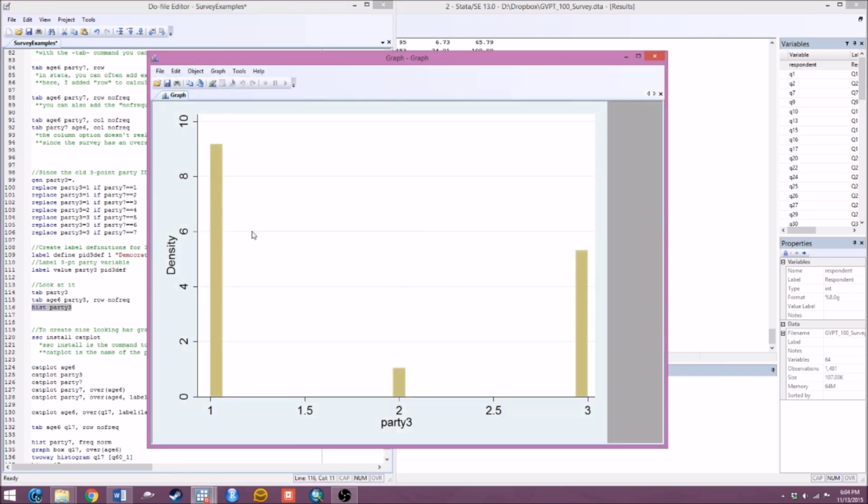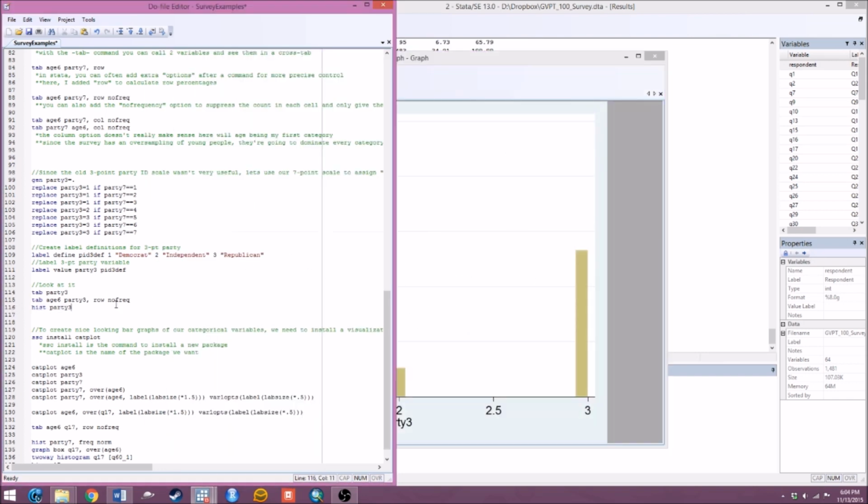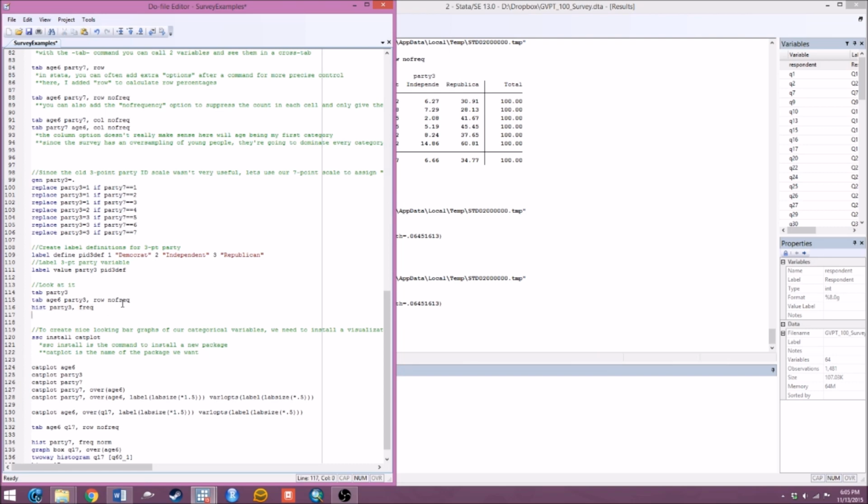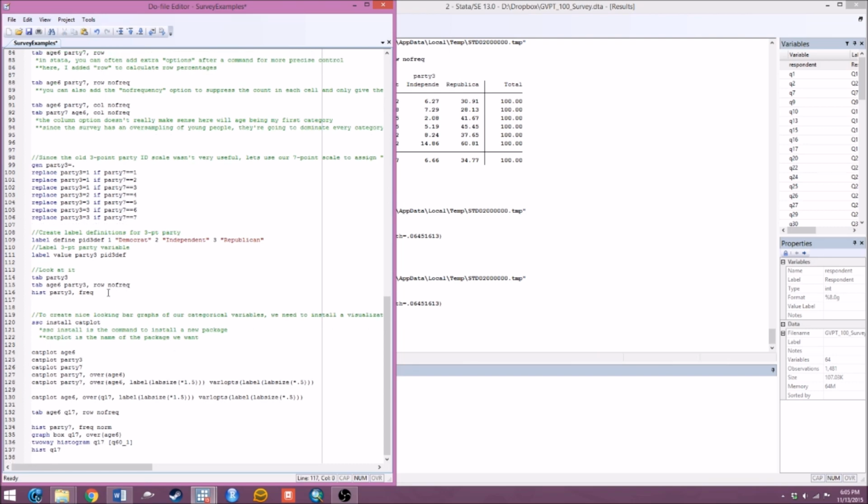And again, we see, okay, this is how this works. We could do, okay, so that we can see the frequencies. This is the number of people that responded. Okay, so I mean this certainly tells us something about our data.